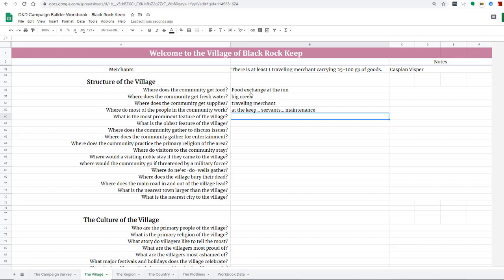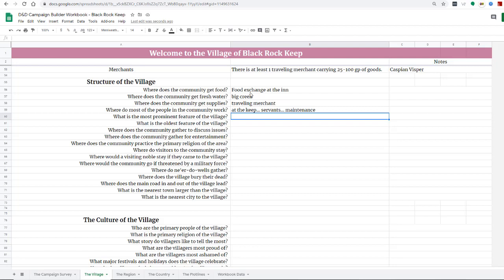The most prominent feature of the village. This could be a building, this could be a geographic feature. I'm going to go for a geographic feature. I really want to hone in on the fact that this is in the wilderness, that this is a remote location. And one of the ways that we can do that is by having a very significant natural feature. It'll also be kind of a landmark in which people can find the village if they get kind of lost.